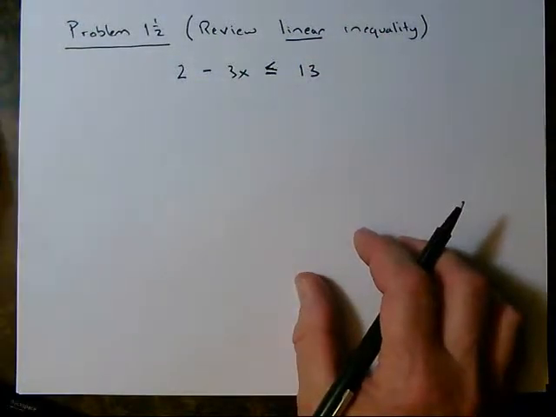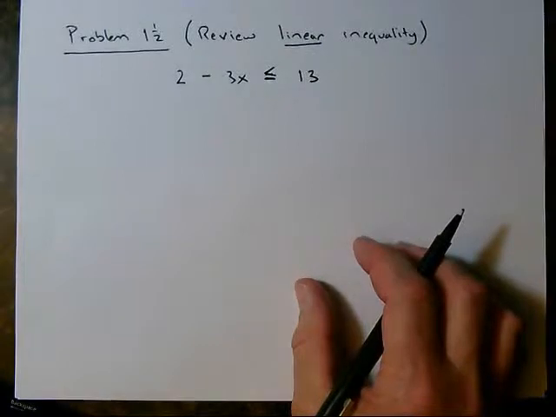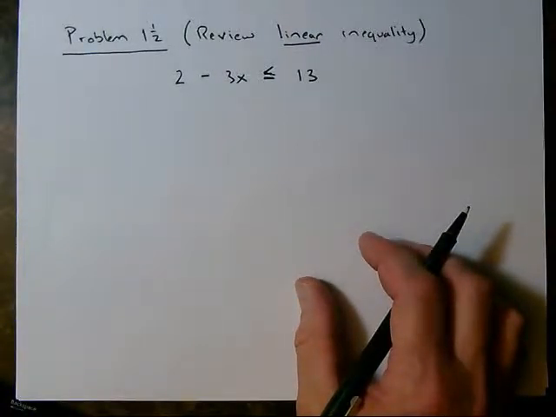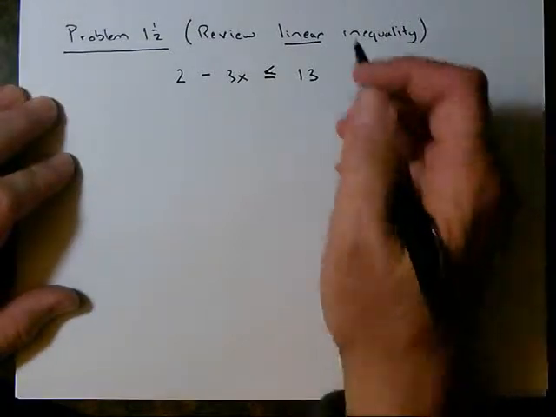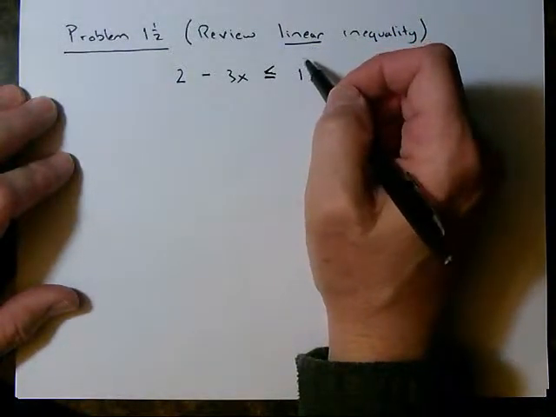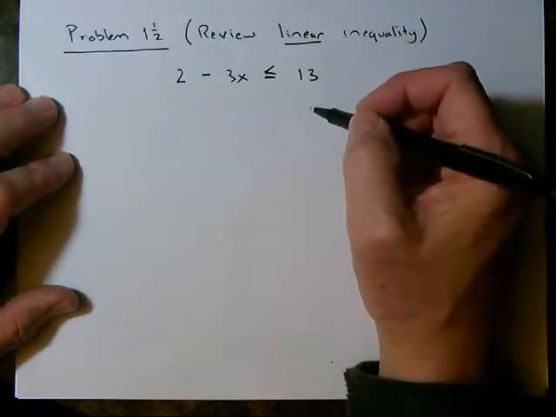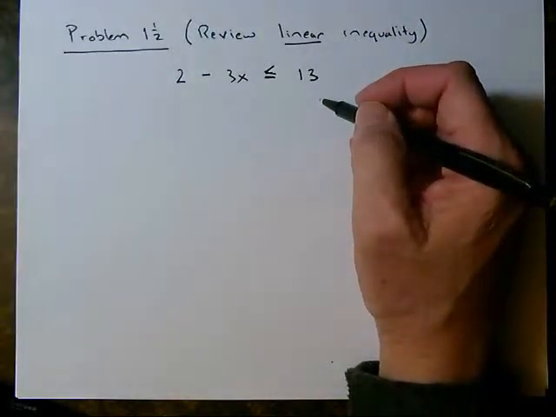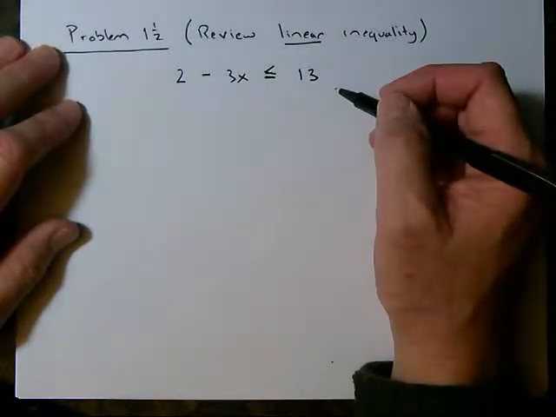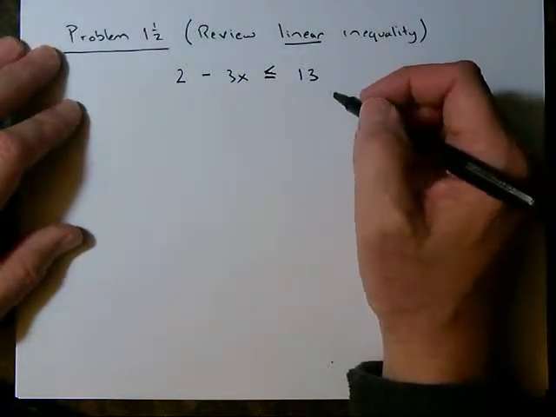Before we move on toward problem number 2 in section 2.5, let's review what we mean by a linear inequality. Now remember, this section is on nonlinear inequalities, so this kind of puts things in context. Here's a typical linear inequality. This would be something like we did in section 2.1 of the textbook.